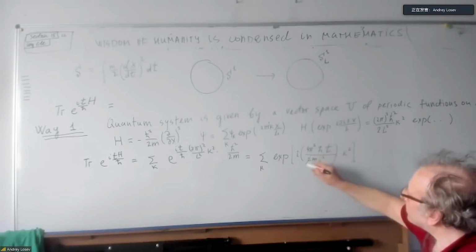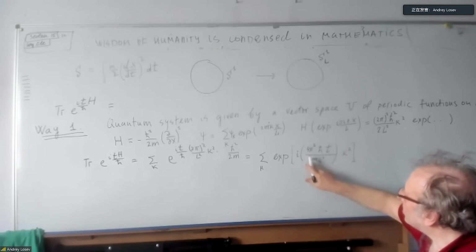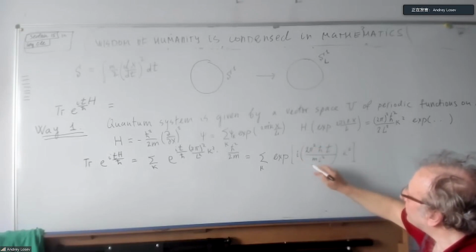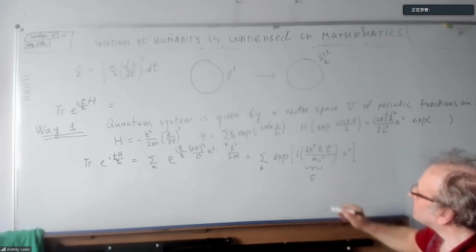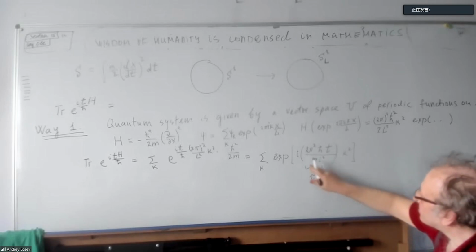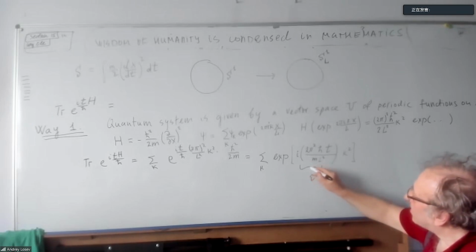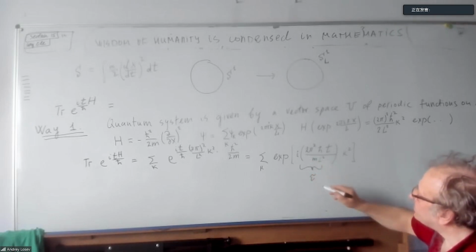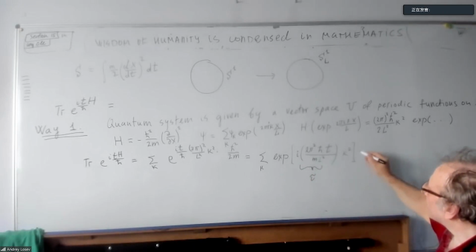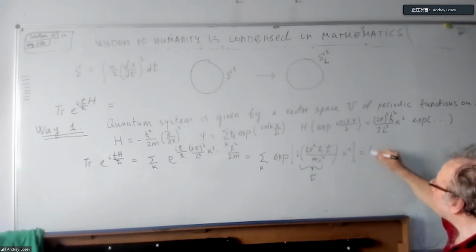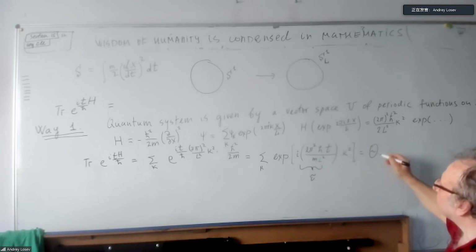So I can cancel 2 here. And then I'll call this object tau, including I. So this thing is known in mathematics as theta constant.